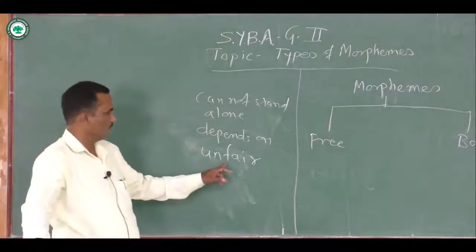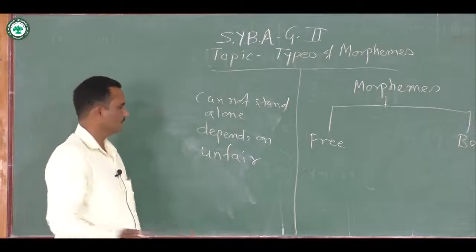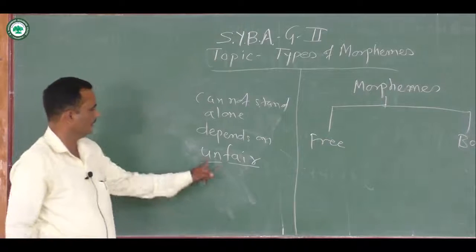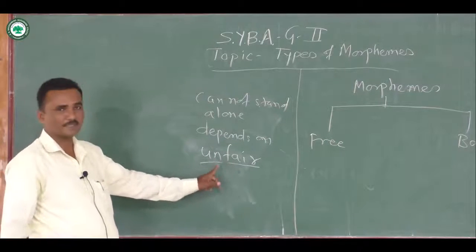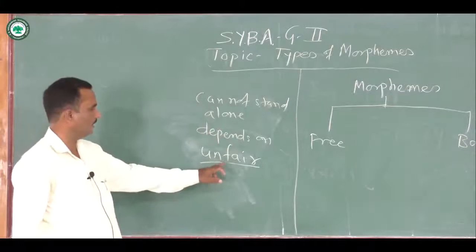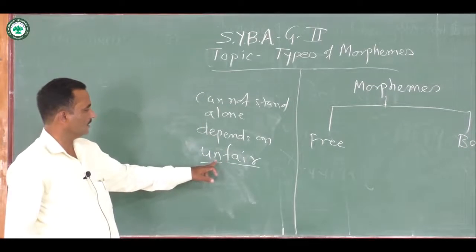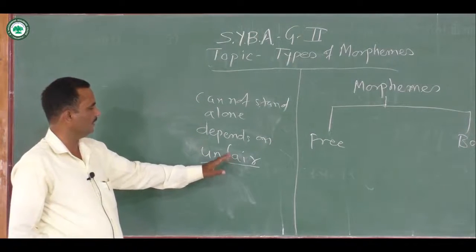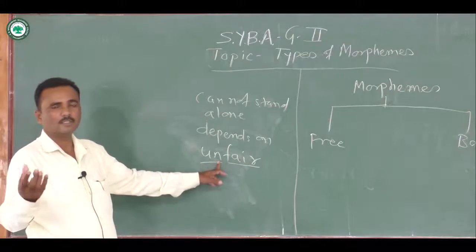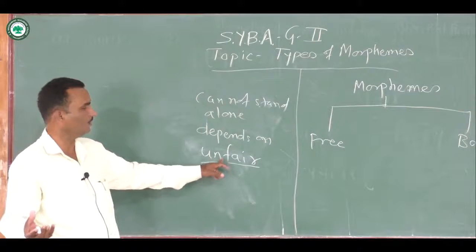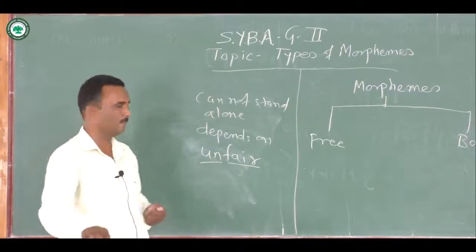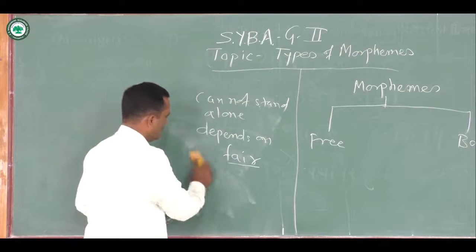unfair. So here you can see there are two morphemes, un and fair. Unfair is formed out of two parts, un and fair. So this un, when it is separated, when it is removed from this fair, it is really difficult to give the meaning of this morpheme. So for the meaning, it depends upon the word fair.